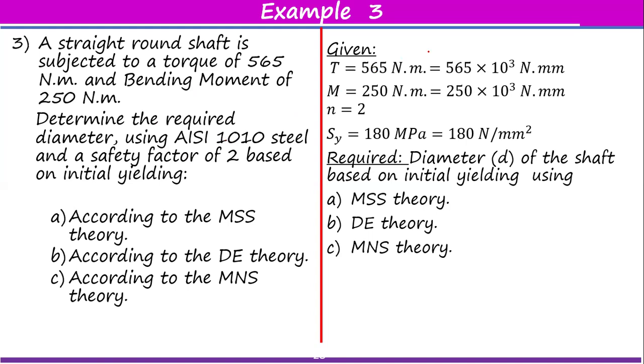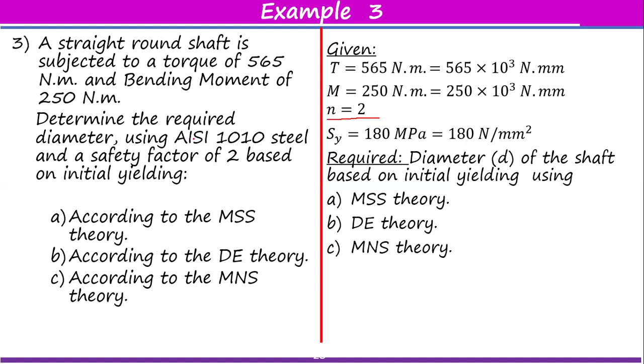So as usual, to solve this problem, the solution should always start with extraction of the given information. Torque is given to be 565 Newton meter. Always convert Newton meter to Newton millimeter for the units to be consistent. So 565 Newton meter is 565 times 10 raised to 3 Newton millimeter. And bending moment is 250 Newton meter. Converting to Newton millimeter, it is 250 times 10 raised to 3 Newton millimeter. Factor of safety is specified to be 2.